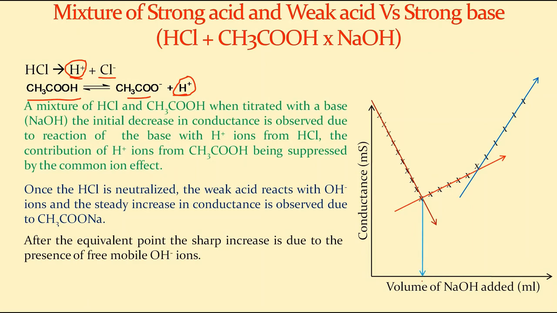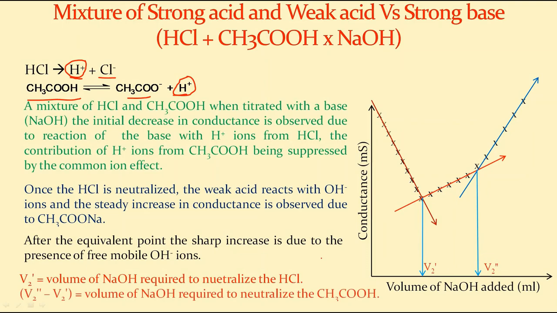The first one corresponds to the volume of sodium hydroxide utilized to neutralize the strong acid HCl, and the second endpoint corresponds to the volume of base required for the total neutralization. The first we indicate as V2 dash, and the second endpoint as V2 double dash. Here we have to calculate two acids. V2 dash is the volume of sodium hydroxide required to neutralize the HCl, and the difference between the total and the HCl value gives the acetic acid. So V2 double dash minus V2 dash gives you the volume of sodium hydroxide required to neutralize the acetic acid. In this way, we can estimate two acids in the given mixture.